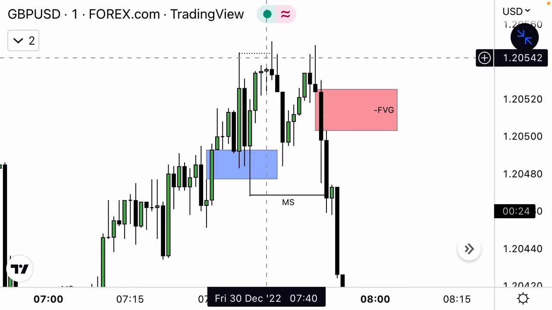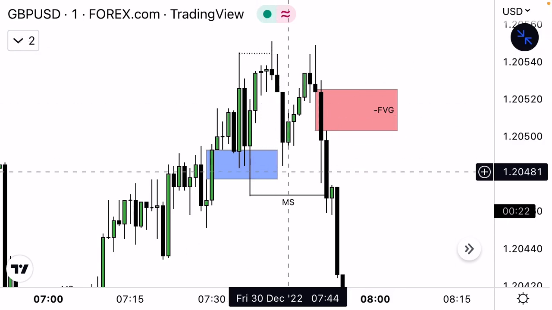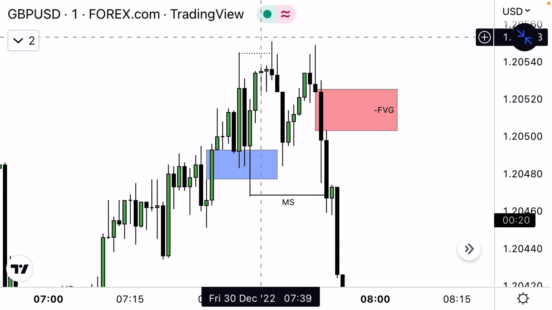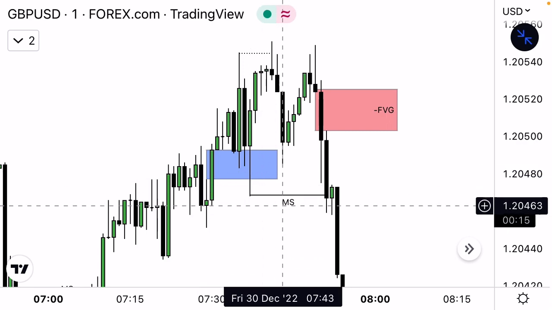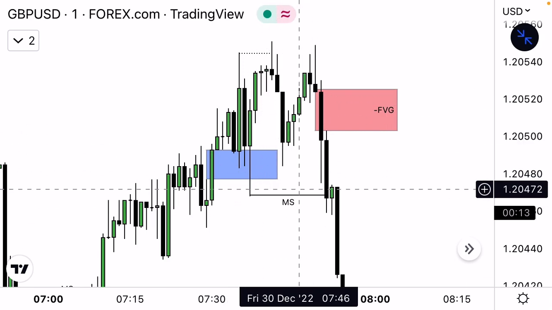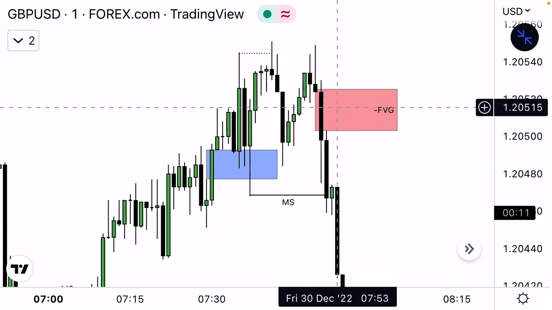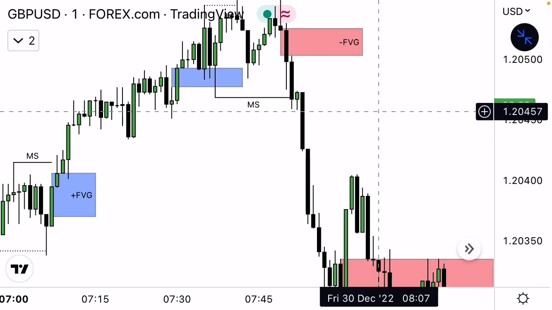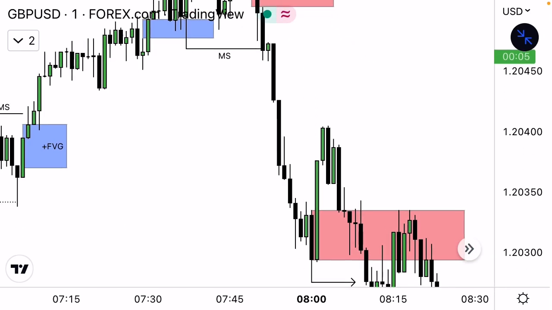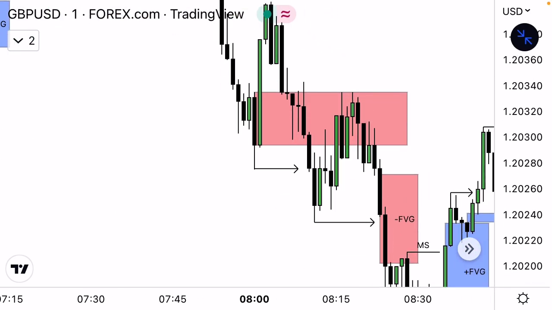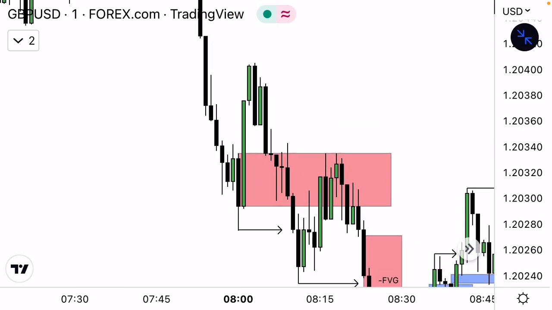We have a liquidity sweep, comes down, fails to break this high, and then displaces down and breaks this low. So once again, we have all our steps, and we have a fair value gap. But what happened? Price kept running and never came back to mitigate this. So no trade.